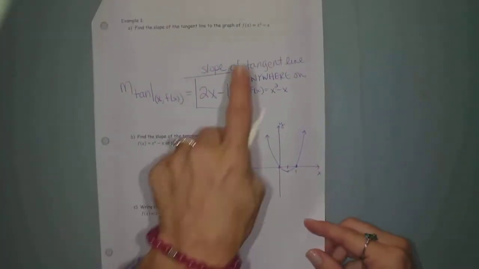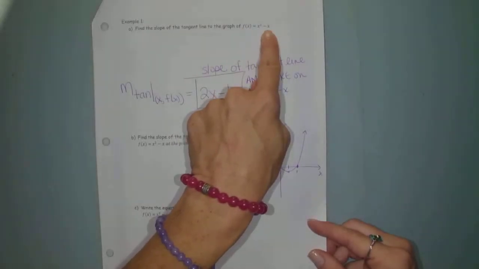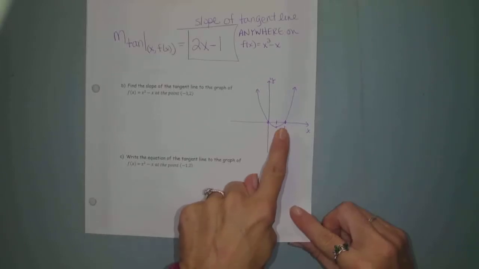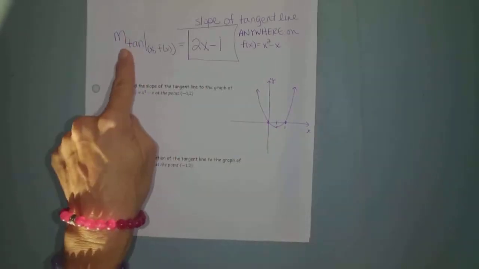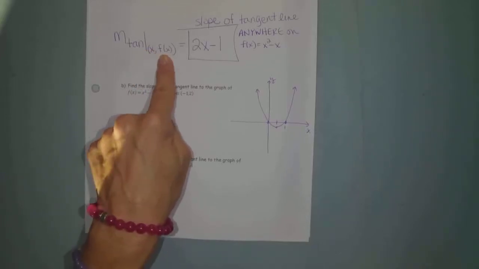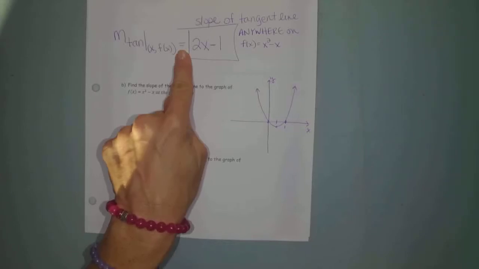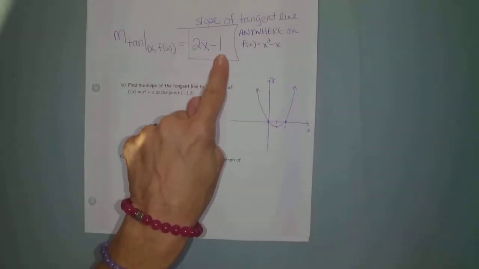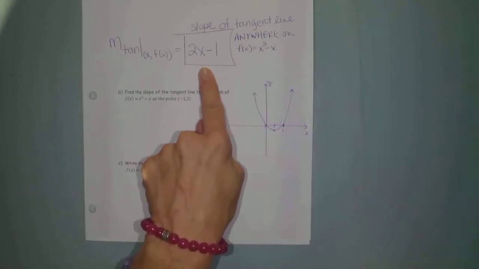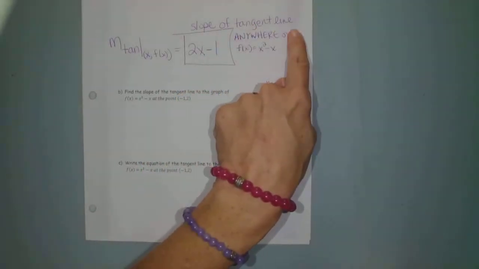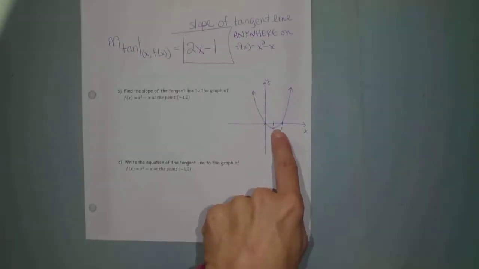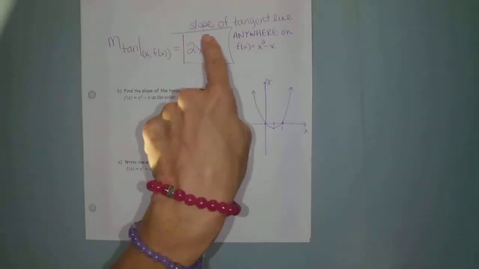We realized that if we graph the function f of x equals x squared minus x, which we did, and I just graphed it again down here, the slope of the tangent line at any point x, f of x on that curve, on that parabola, is given by this function 2x minus 1. So 2x minus 1 is the derivative of the function. This is going to give us the slope of the tangent line anywhere on this parabola. This function will give the slope.